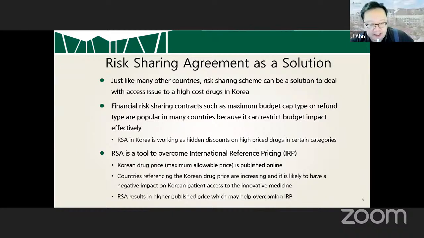Korean generic drug prices are transparently published online. Actually, it is a maximum allowable price, but almost 99% of Korean drug transactions are at this maximum allowable price, so this is more likely the transparent price. But the problem is that this transparency led many countries to reference Korean prices. That's why the risk-sharing agreement was introduced in Korea, to guarantee fast access to innovative medicine. Risk-sharing agreements result in a high published or sticker price, which may help overcome international reference pricing, which delays access to the Korean market.